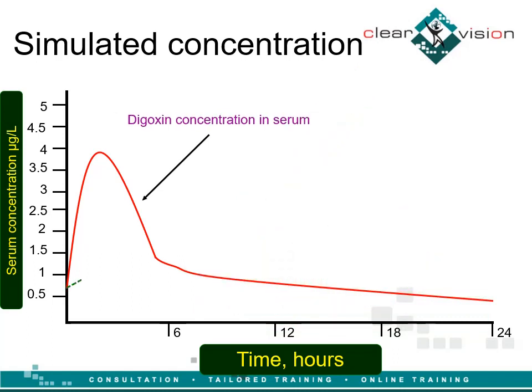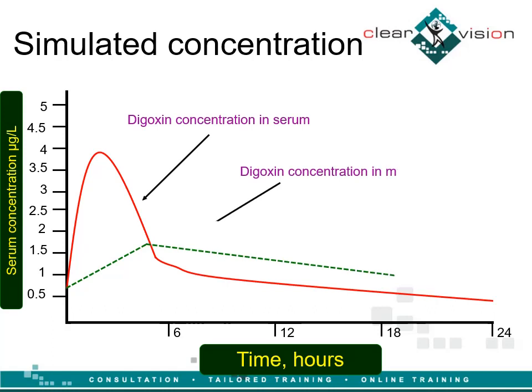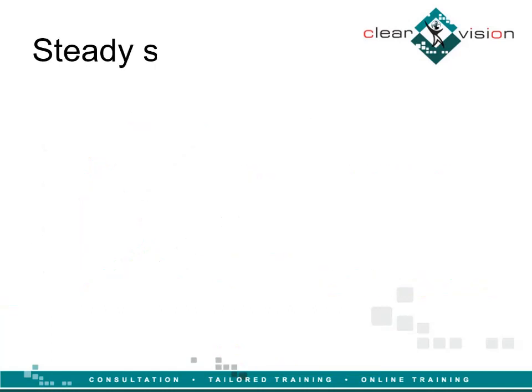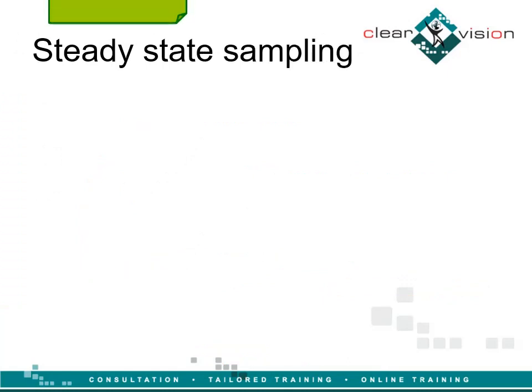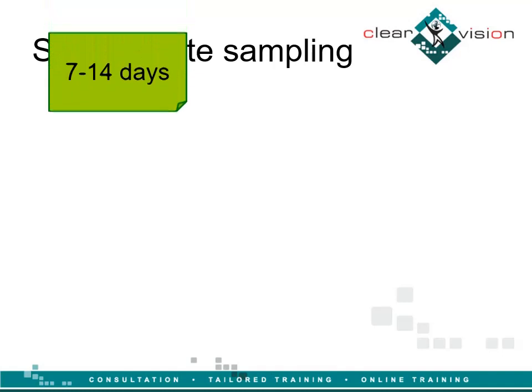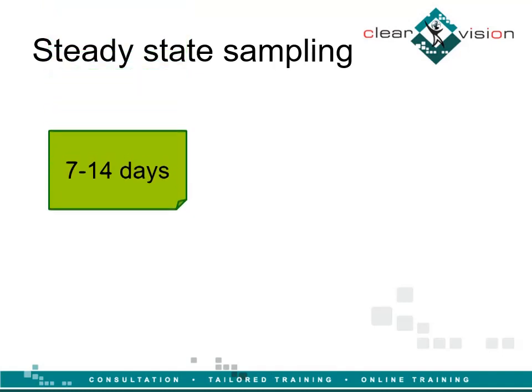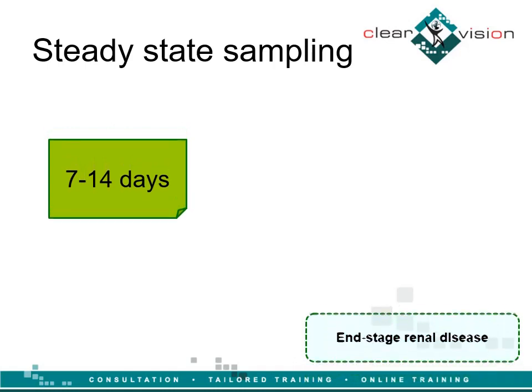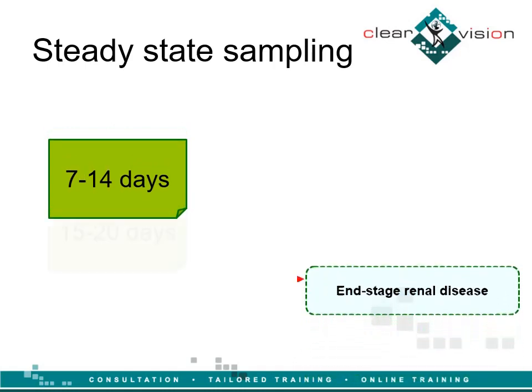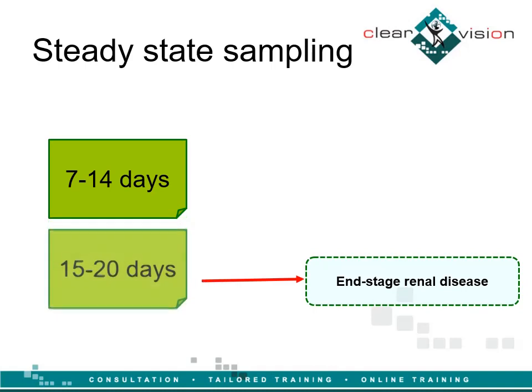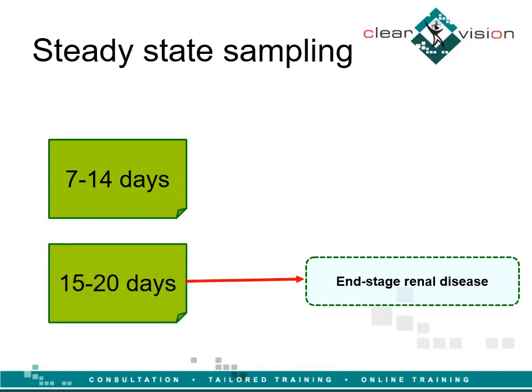In contrast, digoxin concentration in myocardium tissues does not reach the high concentration achieved in serum, as shown in the graph. Digoxin samples for routine plasma level monitoring should usually be obtained between 7 to 14 days following initiation or change in the maintenance regimen. In patients with end-stage renal disease, it may require from 15 to 20 days for steady state to be achieved.